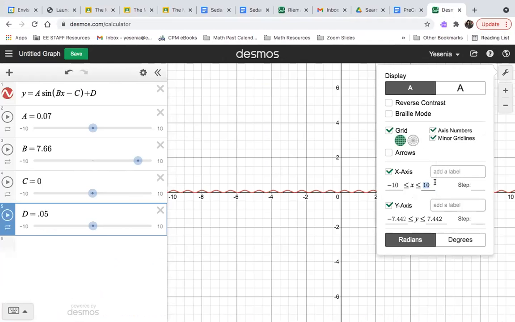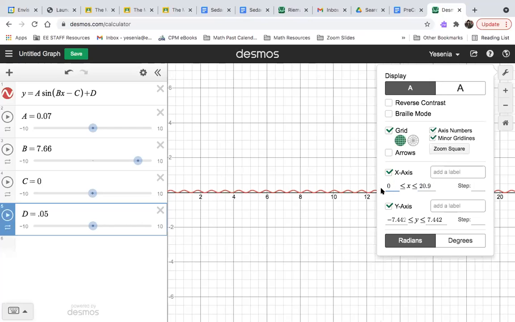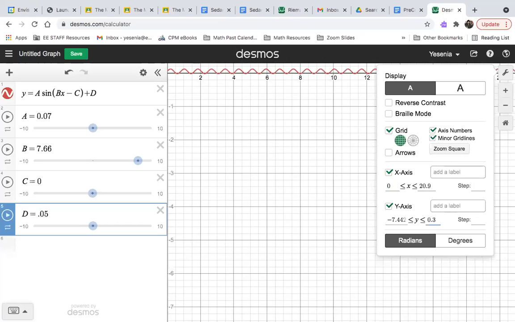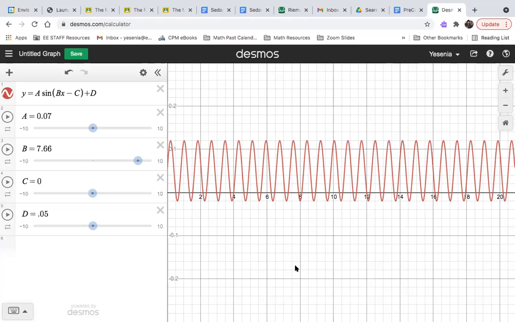So remember, my x went to like 20.9, and it also started at 0. So I'm adjusting the x-axis right here on the screen. The y, remember the highest y was 0.3. The lowest y was negative 0.3. Now notice how it looks better. So this looks a little bit more like your wave.